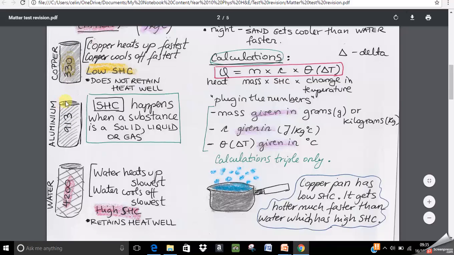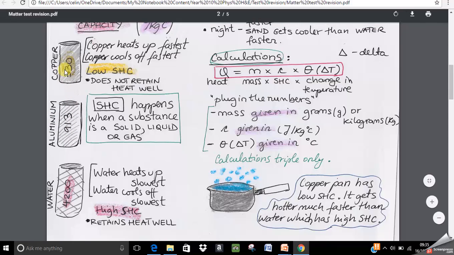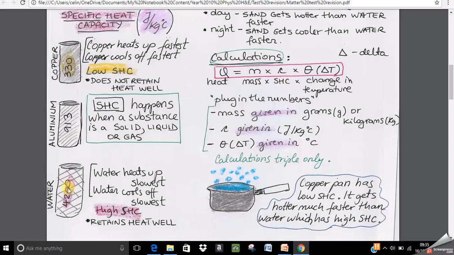If we look at aluminium in between, we see it has 3 times higher specific heat capacity than copper, but almost 5 times lower than water. So it doesn't heat up as fast as copper, but it doesn't heat up as slowly as water either.